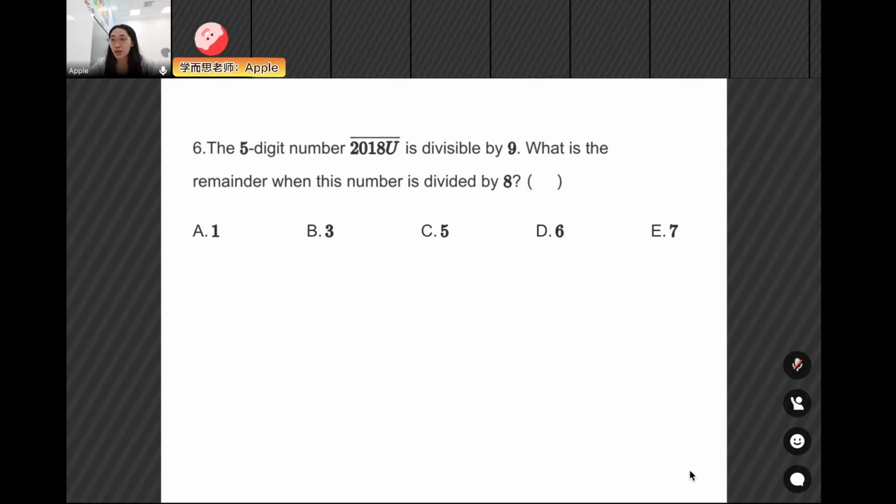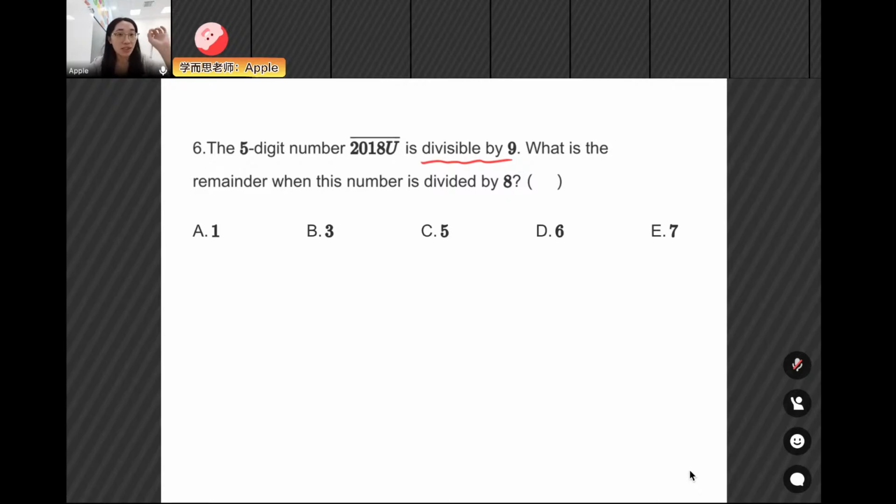Then next one, question 6. The 5-digit number 2018U is divisible by 9. What is the remainder when the number is divided by 8? Well, firstly, what is the question telling us? The number is divisible by 9. So what is the divisibility rule of 9?